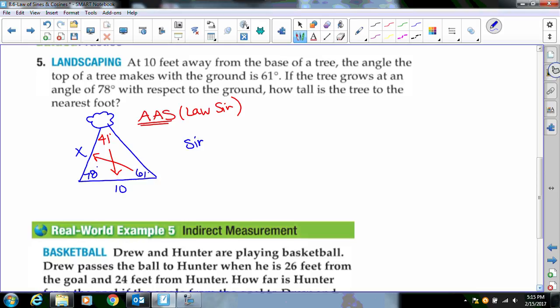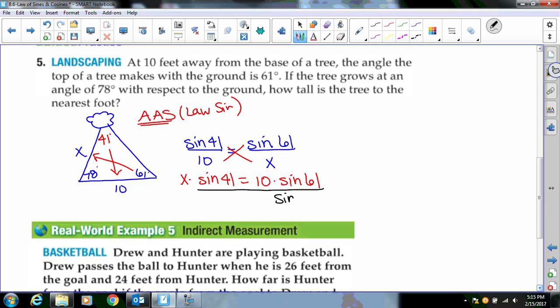So the sine of 41 over 10 would equal the sine of 61 over x, and then we're going to cross multiply. So x times the sine of 41 equals 10 times the sine of 61. And then to solve for x, we're going to divide by the sine of 41, right, on both sides. So x equals, and we're rounding to the nearest foot, 13 feet. That's how big the tree is. Remember, again, put parentheses on your calculator when you're doing that.